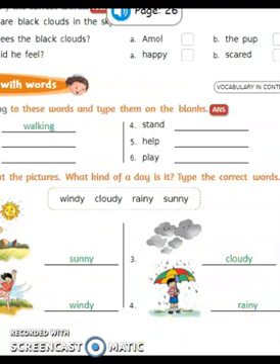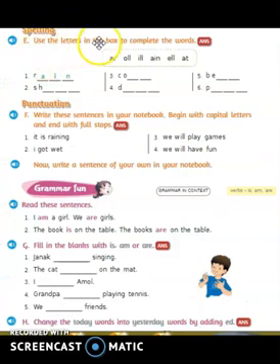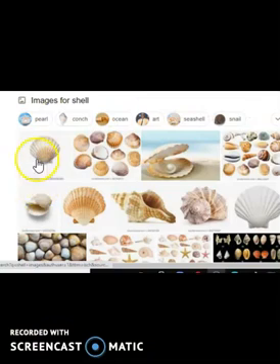Let's go for next page. Use the letters in the box to complete the words. First one, it's done for you. RAIN is rain. So let's go for the second one. SH, and you have three dashes. So you have to go for three letter options. SHOLL, ILL, AIN, ELL. Yes, it is SHELL, that is shell. And these are the images for shell.